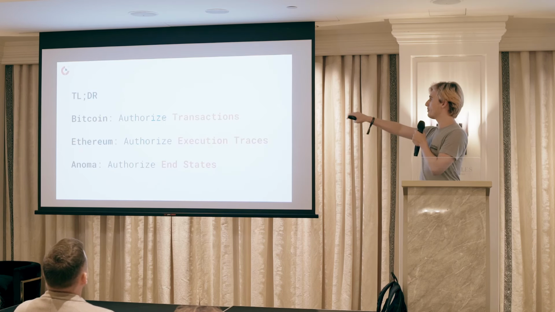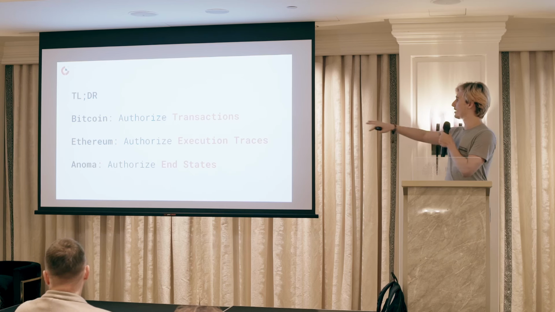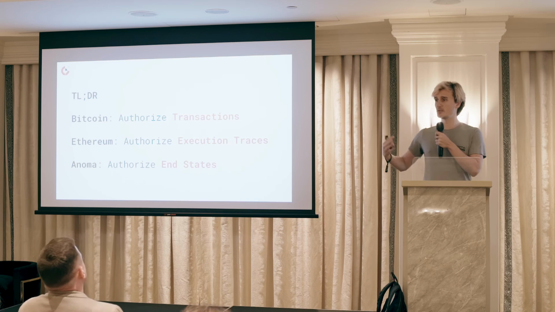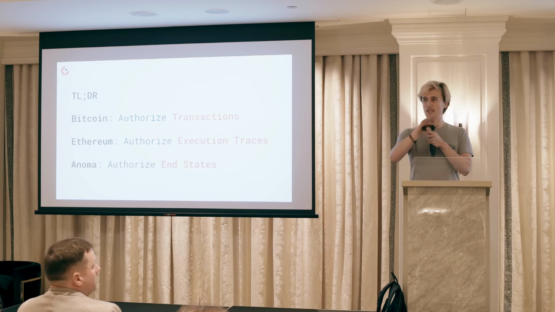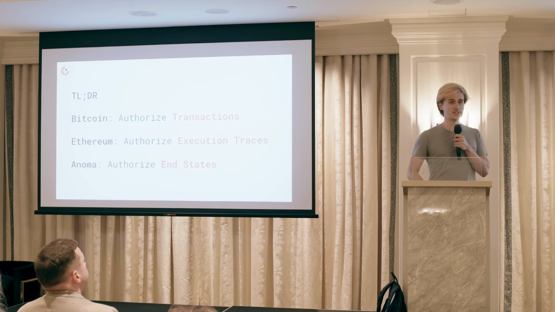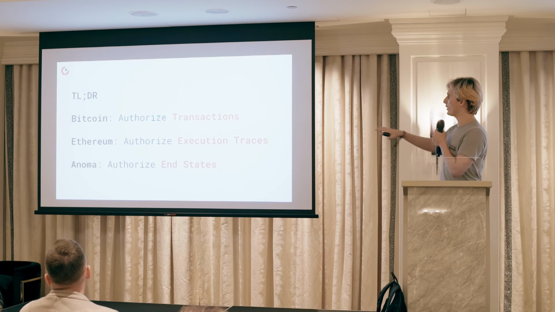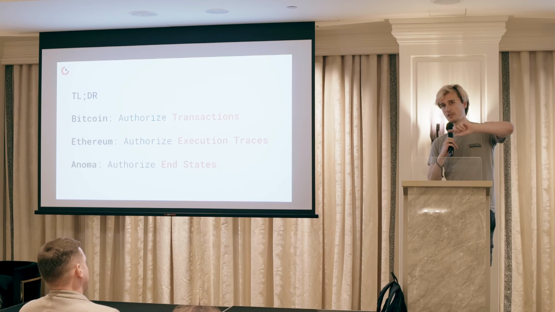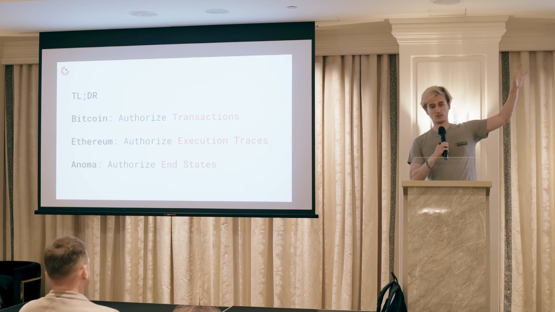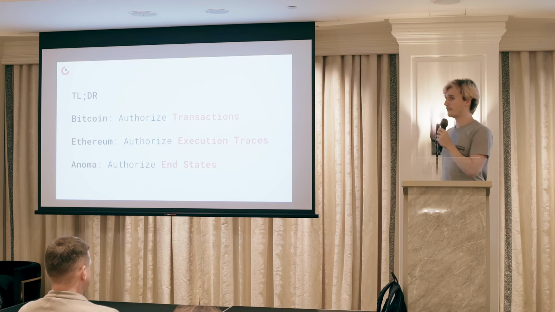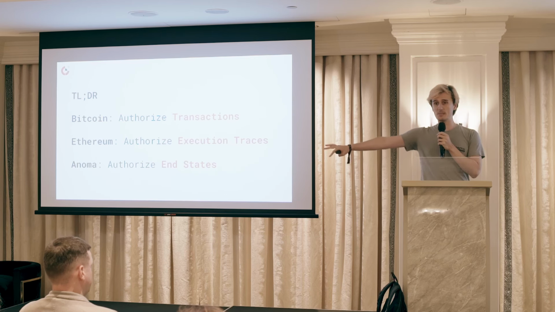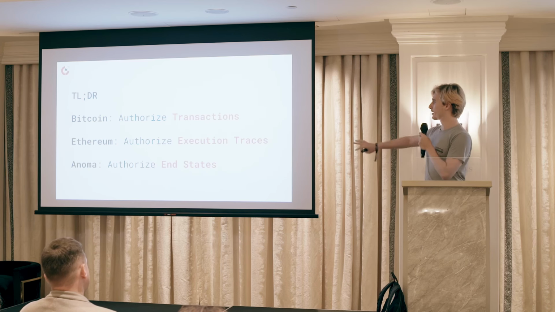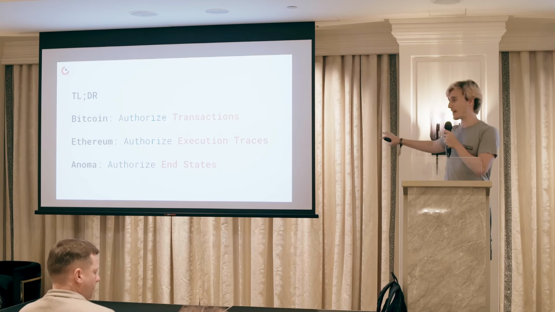TLDR: in Bitcoin, we authorize transactions. In Ethereum, we authorize execution traces, which are fundamentally virtual machine-centric. We describe the compute steps we'd like to take rather than the specific end states we'd like to achieve. And in Anoma, we authorize end states. You don't define, call this opcode, call that opcode, to do some compute over some state. Rather you define: I currently have state A and I'd like to be in state B, and someone else please figure out the compute. Honestly, this is the only reasonable model of these systems that I can explain to my parents.